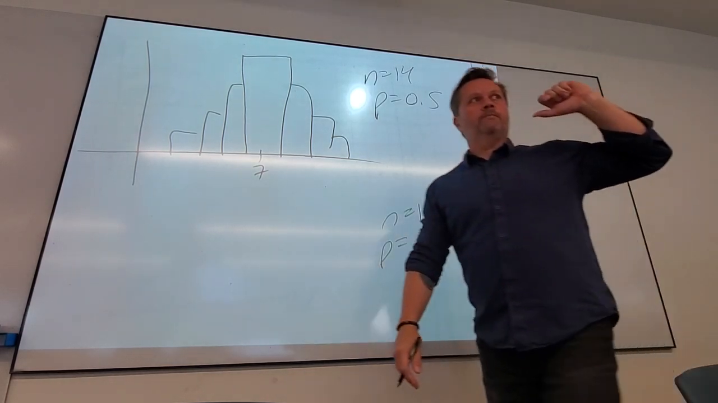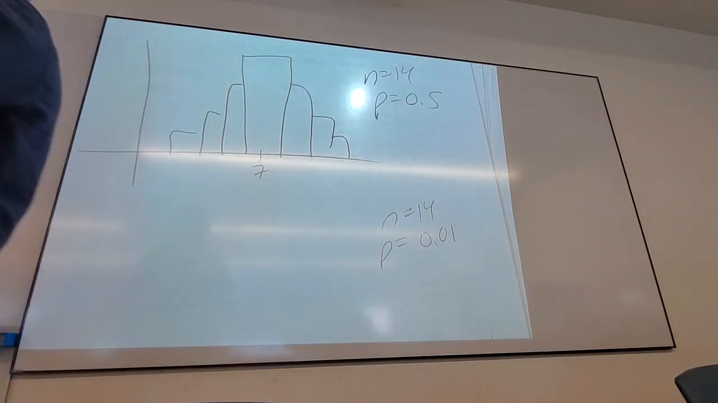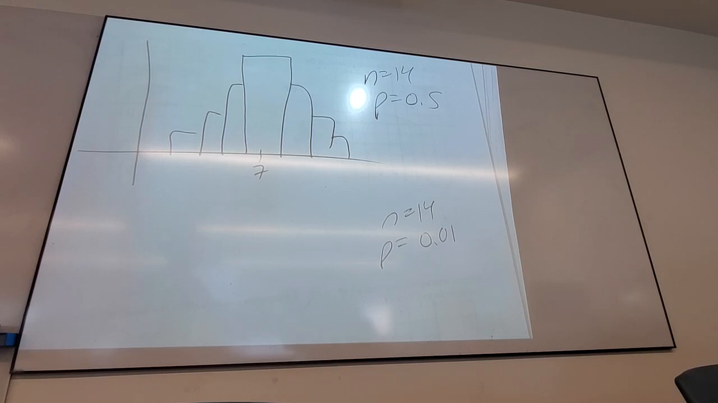Are you guys with me? So I weighted the coin, so it should be really unlikely for it to land heads. I weighted it in such a way that almost all the time it's going to end up tails. Yes?